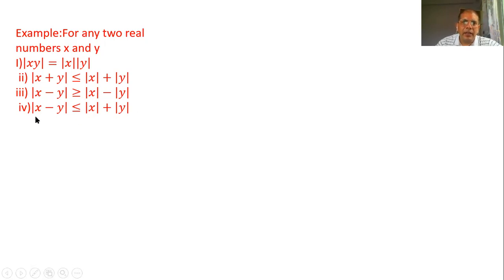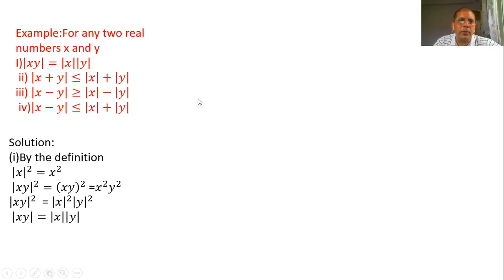Similarly, |x - y| is greater than or equal to |x| plus |y|. Now I want to show the proof of the first one. By the definition, |x| square is x square. Then in place of x write xy, so |xy| whole square is x square y square, and x square is |x| square, and y square is |y| square. Then remove the squares, and you will get |xy| is equal to |x||y|. This completes the proof.